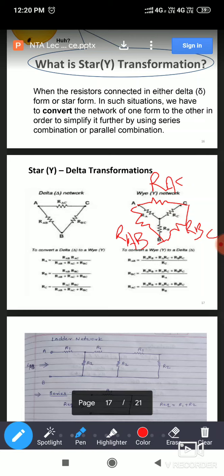Now here, if the delta network is given and you want to convert it into star, you have to use these three formulas. So RA means this resistor inside. How to find out RA? Everyone note down. So RA is equal to RAB, that is, the delta network is given. You know the resistors of the delta network, and from them you have to convert into a star network. So RAB, RAC and RBC, these three resistors you know, and from them you have to convert into star. Then what are the components of the star? The resistors of the star are RA, RB and RC. Okay, so you have to find out this.